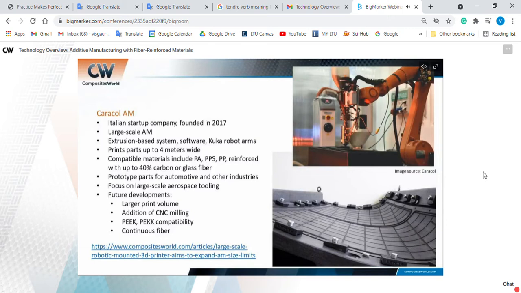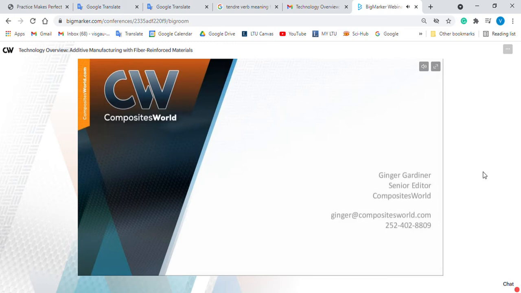Focusing on prototype parts and aerospace tooling. So seeing a number of developments that they're working on too, with iterating to a version with continuous fiber and higher performance materials going forward. So I think that's all I have. With that, hand it over to Ginger.